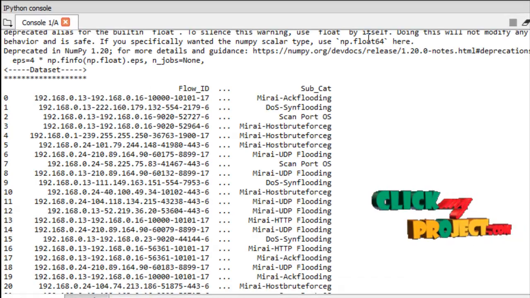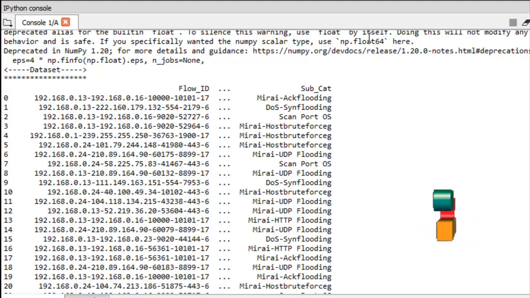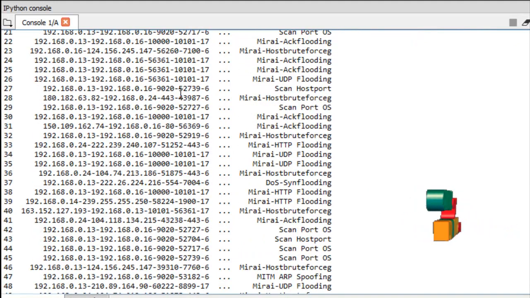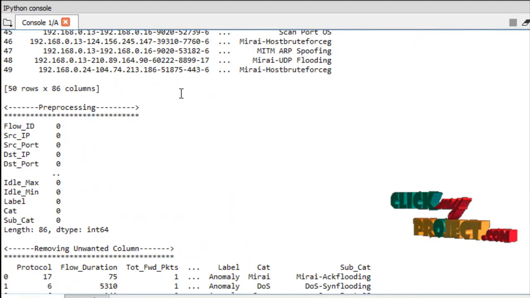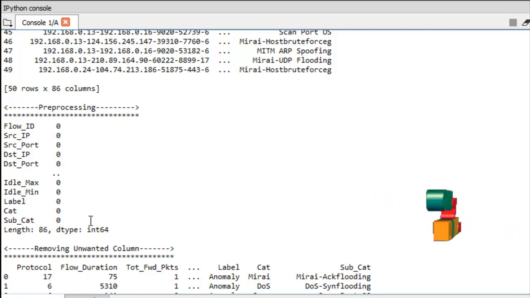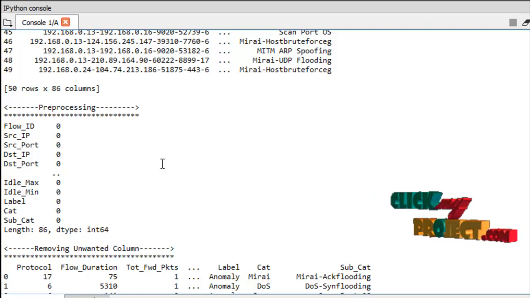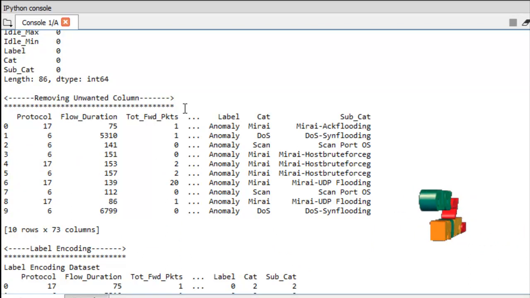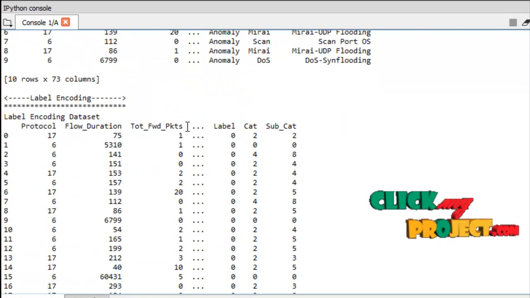Okay, next we are going to discuss the output explanation. This is our dataset, the anomaly detection dataset. First, select the dataset. Next, data pre-processing. Data pre-processing is checking for null values. No null values are there. Going to the next process, removing unwanted columns. If you have any unwanted column, just remove it.